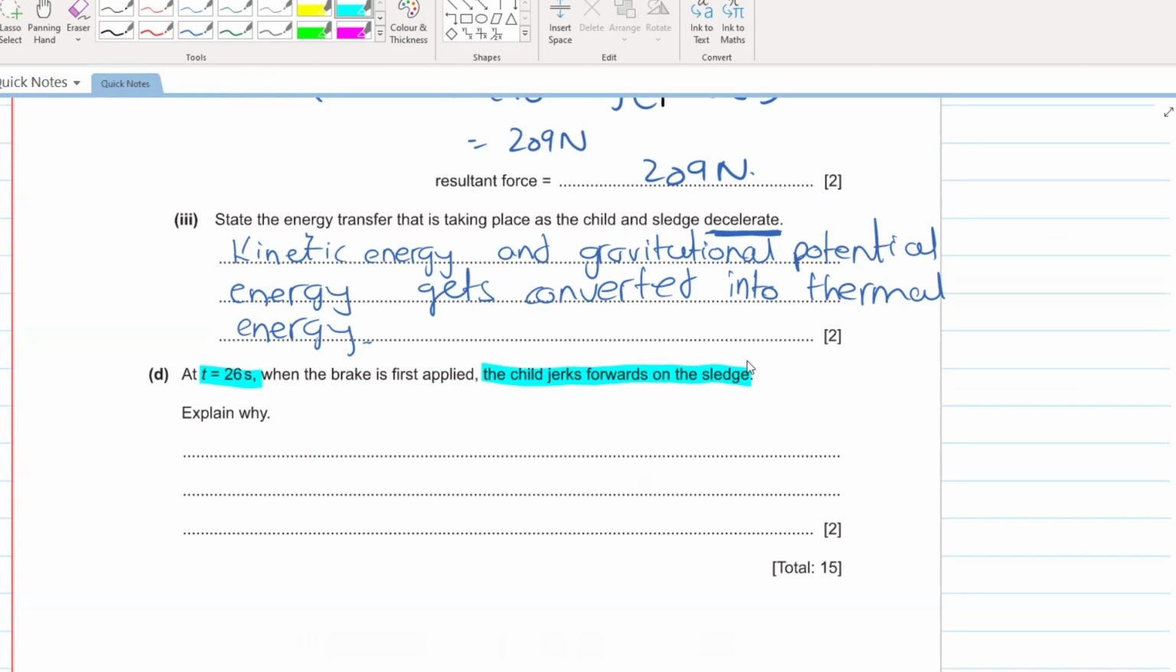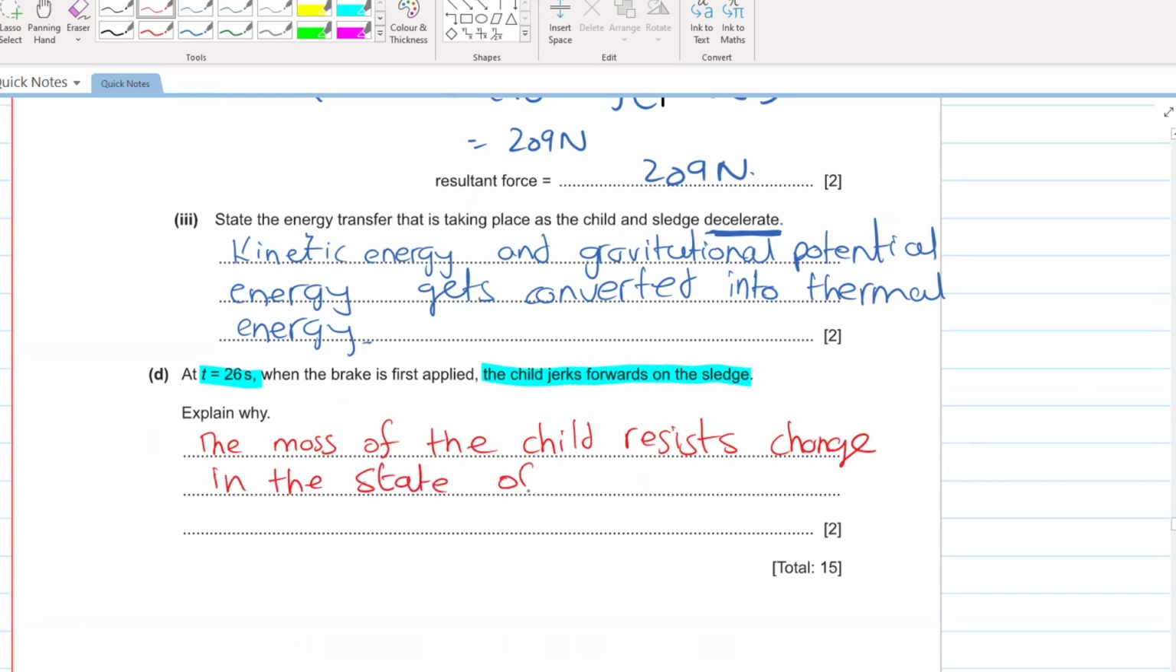Very good, very good, Misa. You can say the mass of the child resists change in the state of motion. Simple as that. The mass of the child resists change in the state of motion. Simple, nothing complicated.